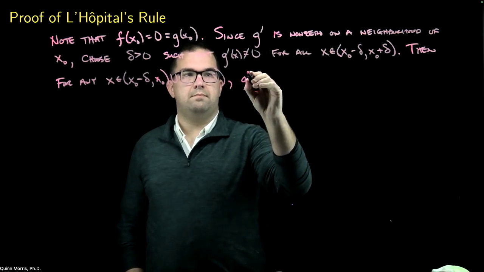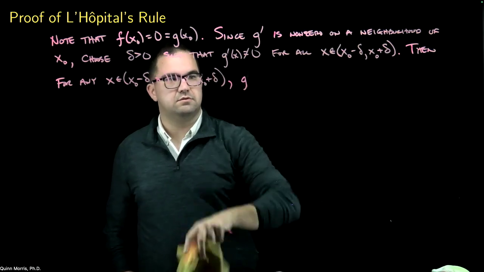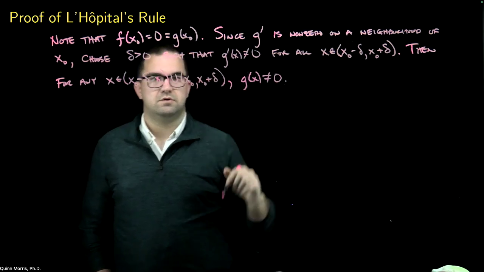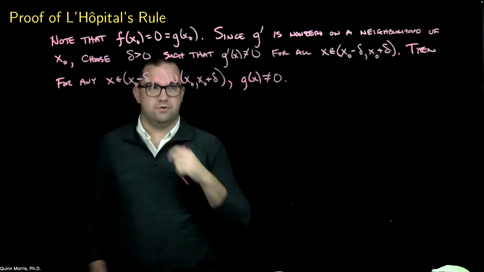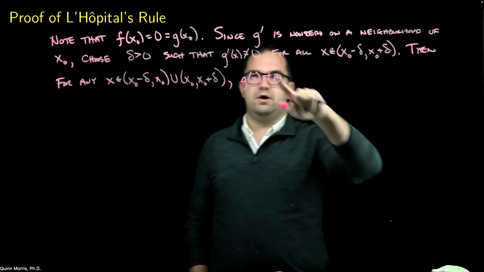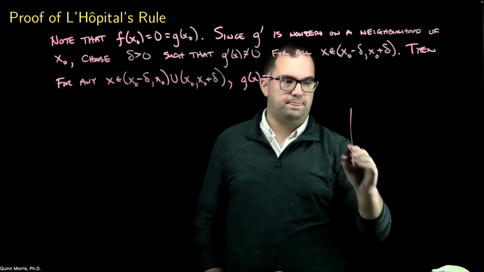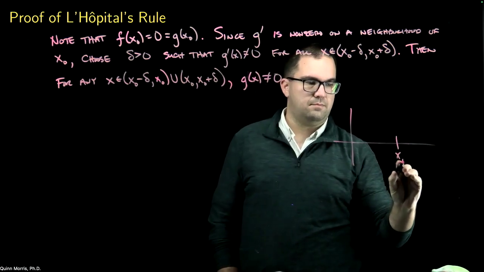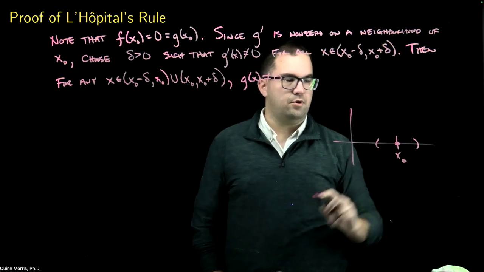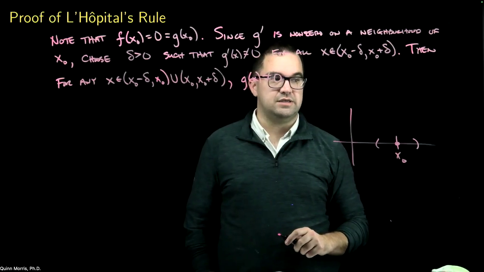g of x, not g prime of x, g of x cannot be 0. So think about why that's the case. So in this neighborhood, my derivative is never zero. Okay, so at x naught, my function g is 0, and I have some neighborhood of x naught where my derivative is never 0.